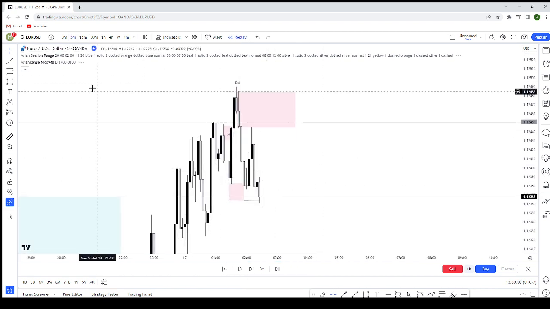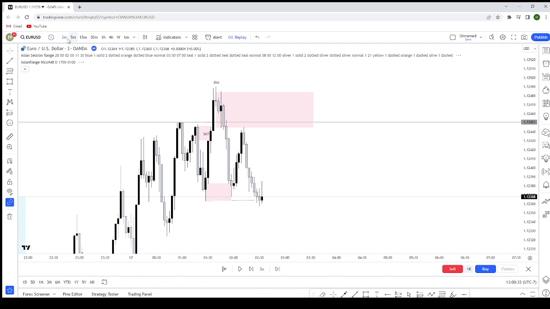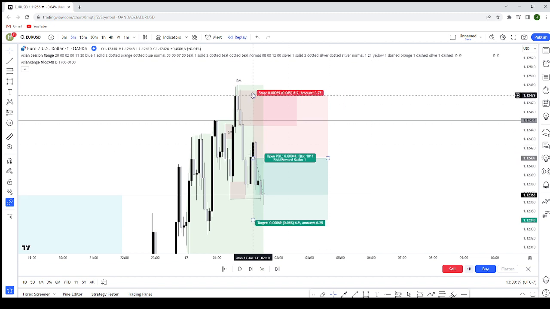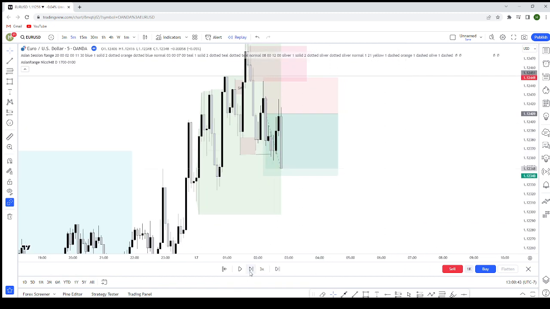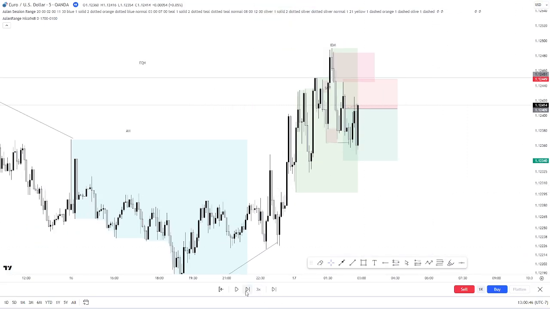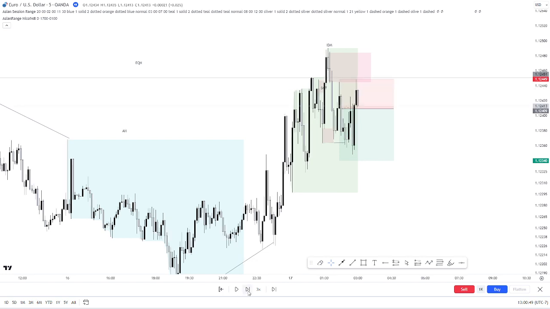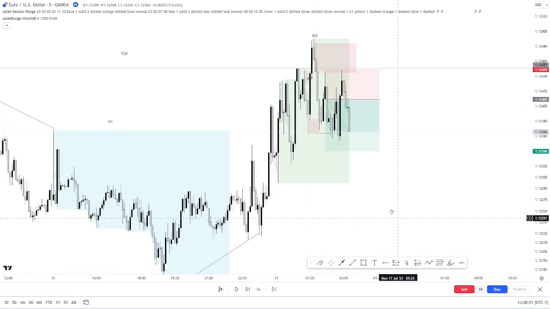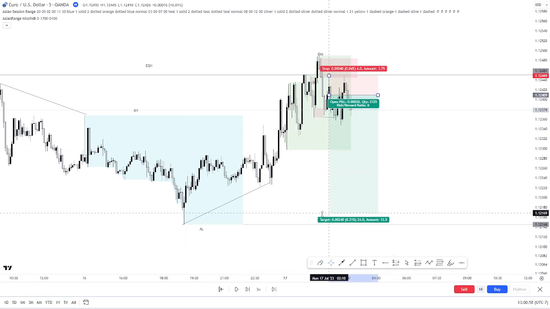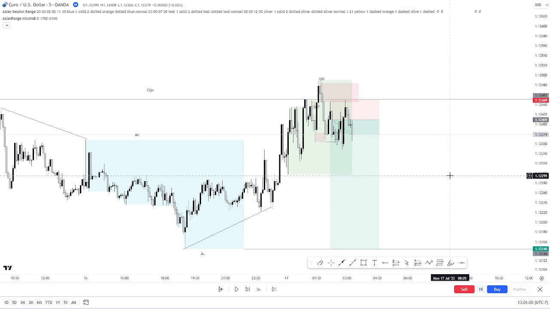So now from here, what we would be looking to do is place our order. And for us personally, our order would be somewhere in here and above these highs. Let's see what happens. Boom, tapped in. Okay, then we'd be targeting the lows here. And let's see what happened.